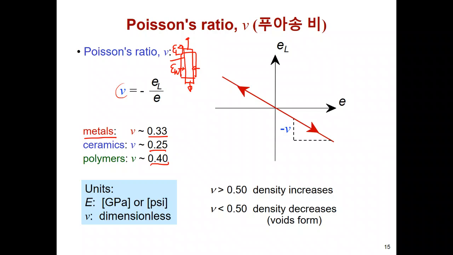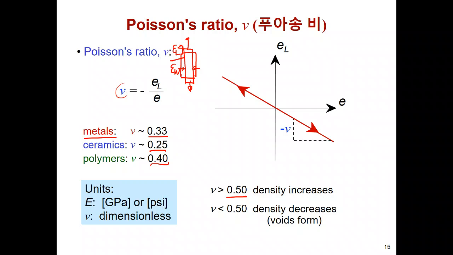But polymer material shows a 0.4 value, which is almost similar to 0.5. This 0.5 means perfectly volume-conserved behavior. So the rubber material shows a volume-conserved deformation. Their Poisson ratio is 0.5.